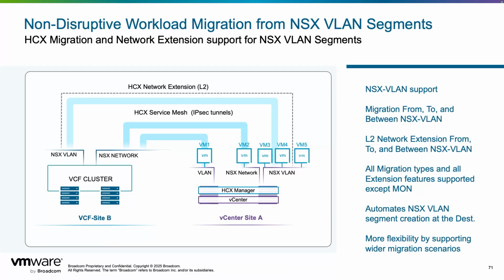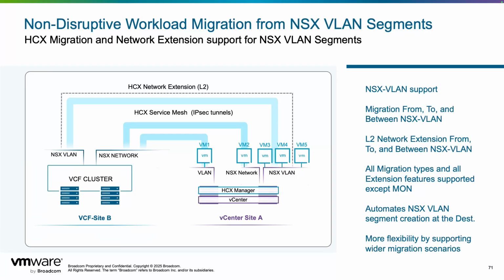Furthermore, HCX now supports Layer 2 network extension with NSX VLAN segments to ensure consistent network connectivity during migrations. Importantly, all HCX migration types are supported with NSX VLAN segments, with the exception of mobility optimized networking. This comprehensive support allows you to choose the migration method that best suits your specific requirements.